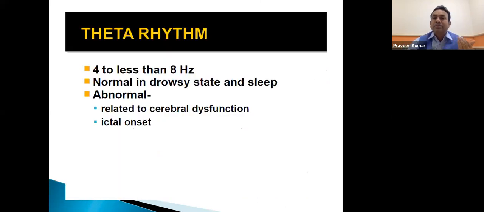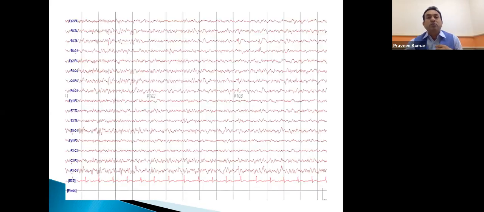Theta rhythm is less than 8 hertz and more than 4 hertz, seen in the drowsy state and in sleep. And if it is found in wakefulness, it may be abnormal. So look at the theta waves, normally you find less than 8 hertz if you count in these parts.